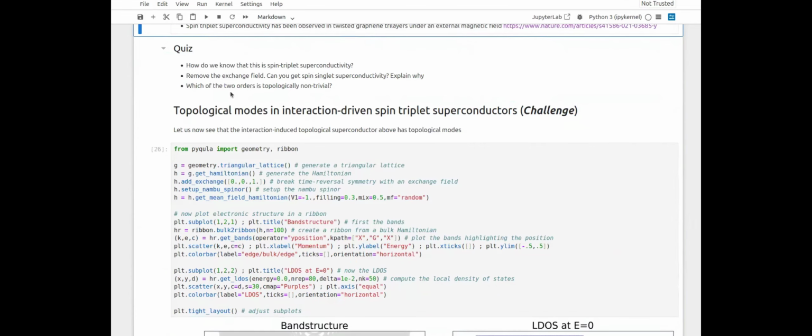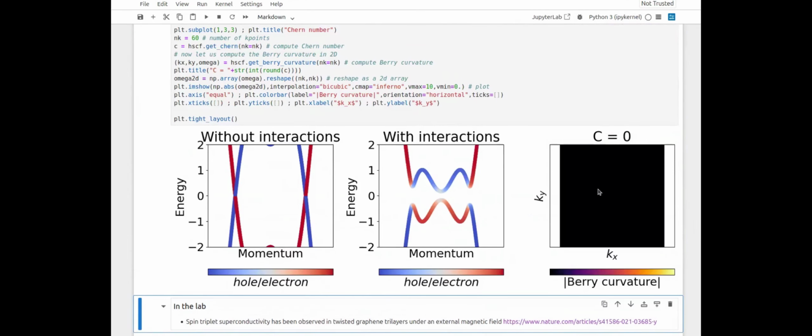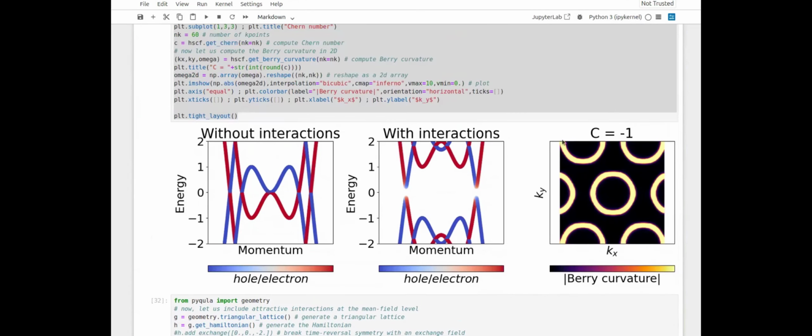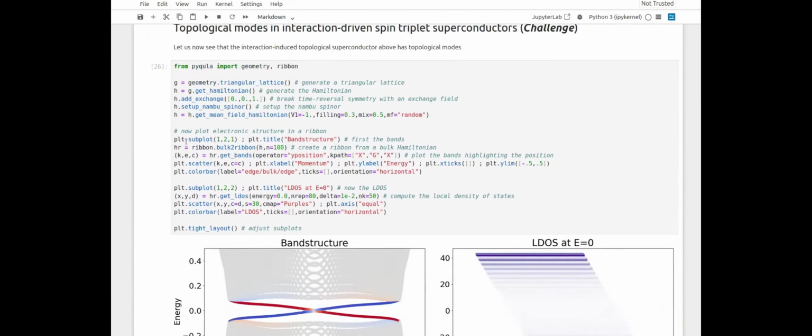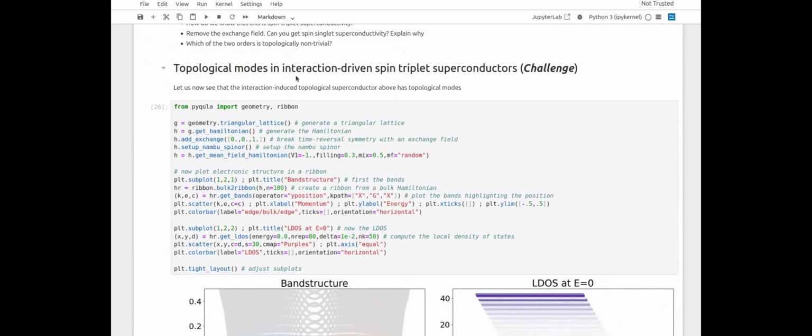And then which one of the two orders is topologically non-trivial? Well, the one that was topologically non-trivial was precisely the spin triplet state, because we could see directly from the Chern number, right? So this one has Chern number -1, and this has Chern number 0. Okay, so now we are going to look at the topological modes of this interaction-driven spin triplet superconductor.